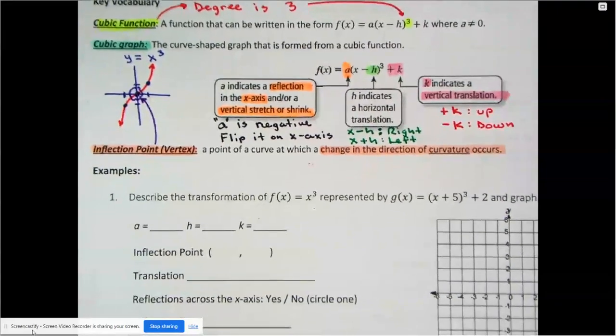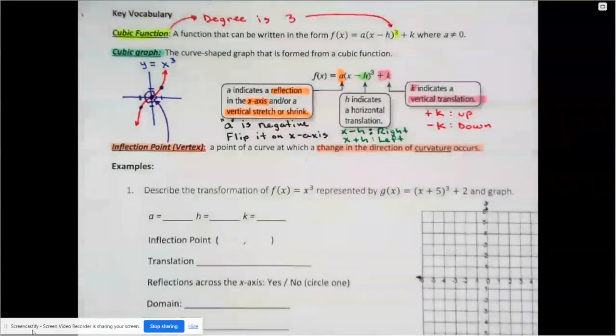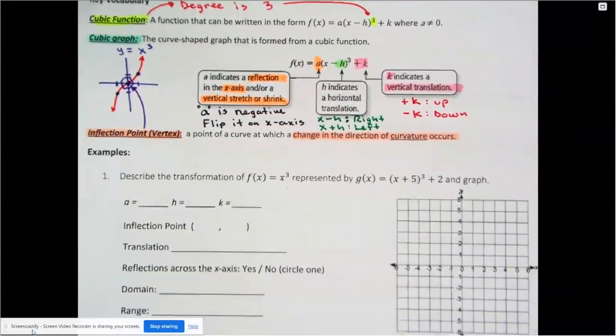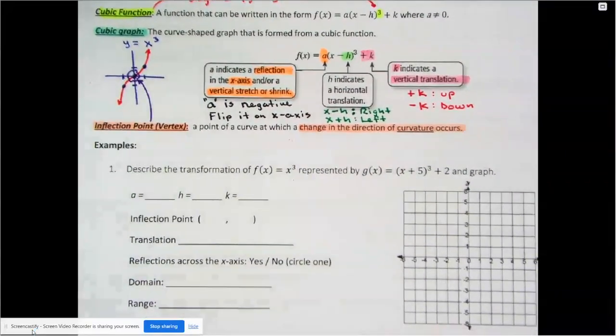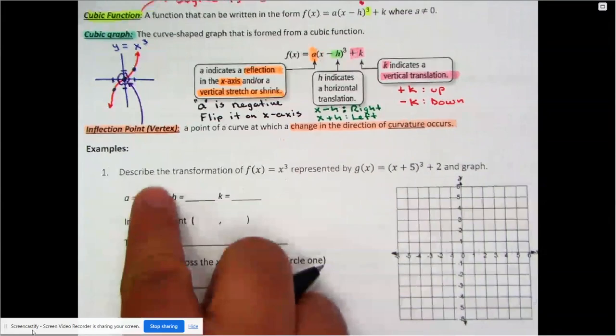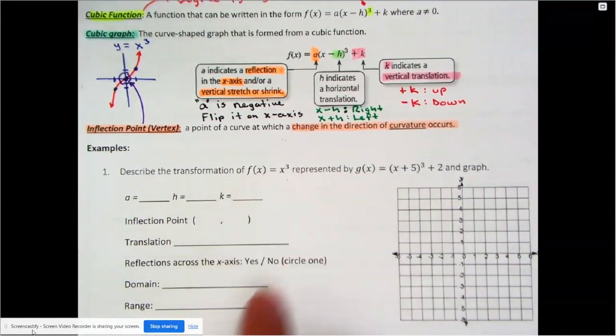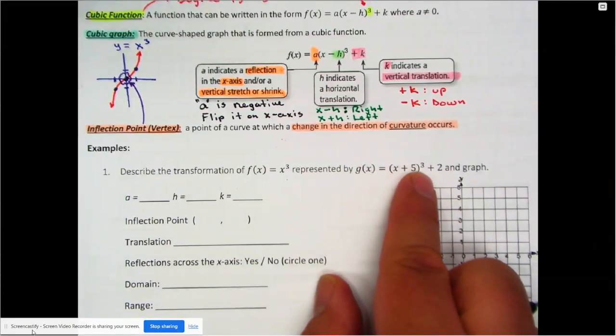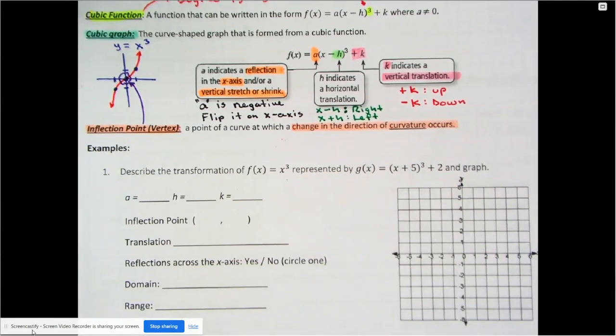But again, let me see if we can make it fit there with everything we need, including this info we just learned. Okay, here it is. All right. Describe the transformation of f of x equals x to the third, represented by g of x equals (x plus 5) to the third plus 2. So here's a couple things I noticed.